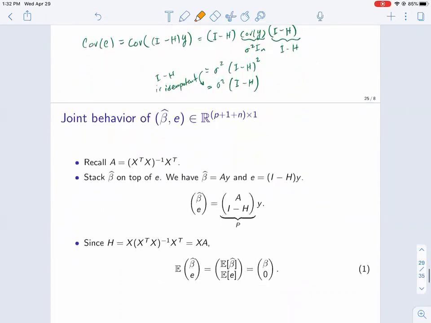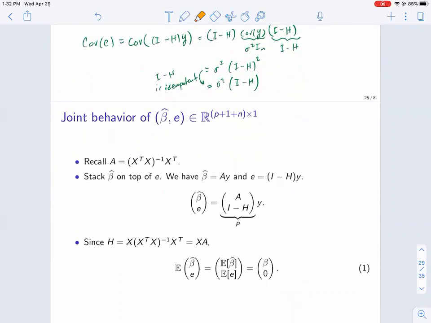Okay, so now I want to do something more interesting. I want to determine the joint behavior of beta hat and E. You'll see what I mean by this. This gives us more information than what we just calculated. Recall that I defined A to be this, and then beta hat is AY, and we also have E as (I minus H) times Y. The next step is interesting: I can write this vector as a matrix times Y, and that matrix is going to be this.